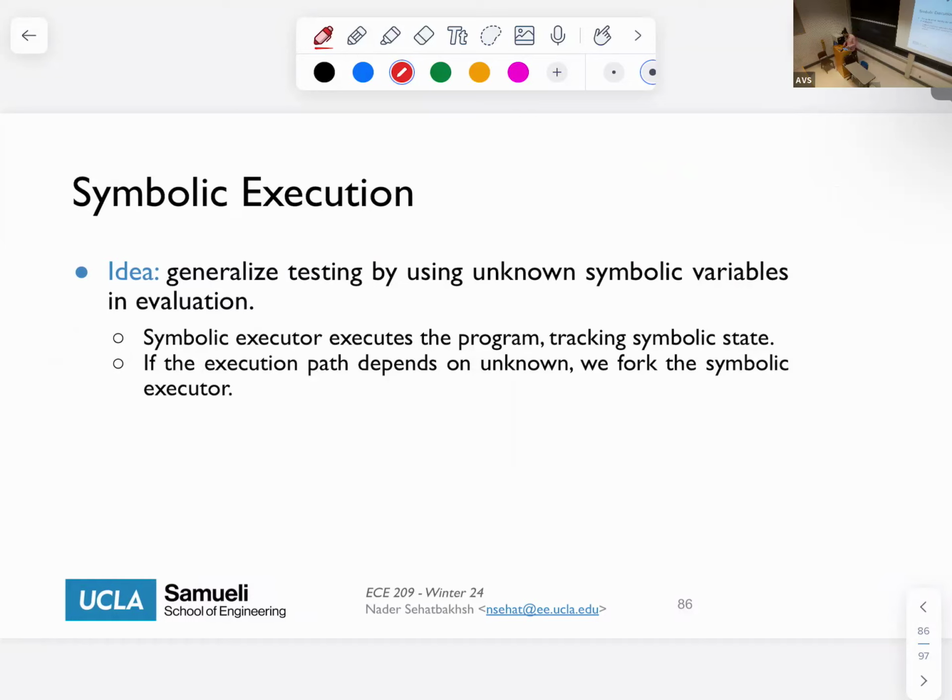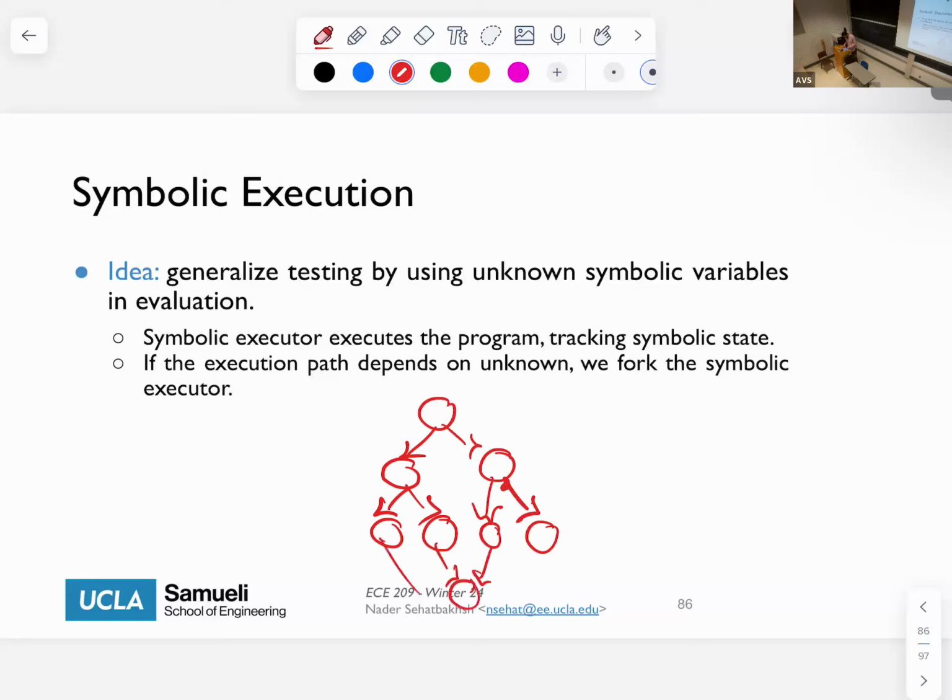Okay, so the idea is this. If I have a control flow graph like this, I have many different paths, right? I can start from here, go here, from here I might go here, I might go here, and so on and so forth. And I told you that this number of paths is growing significantly.